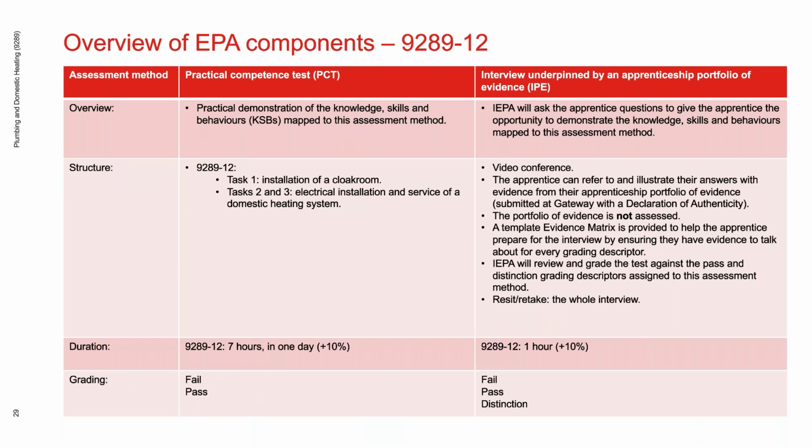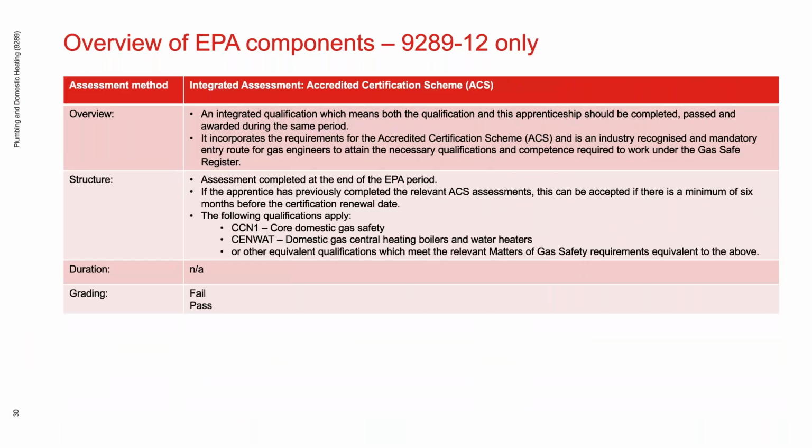And for the 9-8-9-12 only, we've got the Integrated Assessment Accreditation Scheme, so the ACS basically. So obviously we've got an overview: an integrated qualification, which means both qualifications and the apprenticeship should be completed, passed and awarded during the same period. It incorporates the requirements for the Accreditation Certification Scheme, ACS, and is the industry recognised and mandatory route for gas engineers to attain the necessary qualifications and competence required to work on the Gas Safe Register.